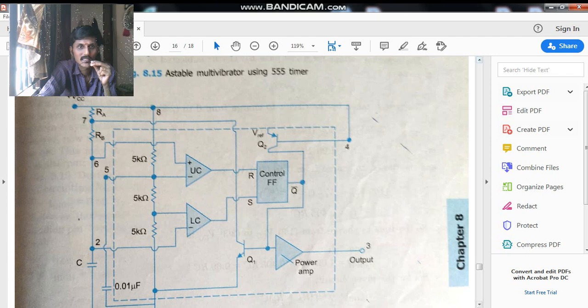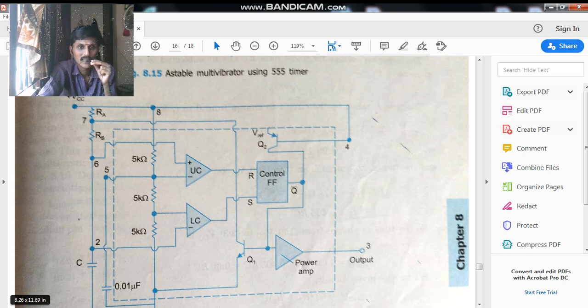Initially the upper comparator will be on and the lower comparator will be 0. When the upper comparator is on, the flip-flop R terminal is 1, then the S terminal is 0. When R is 1 and S is 0, Q is 0 and Q bar is 1. When Q bar is 1, the transistor conducts. Then again it will continue.